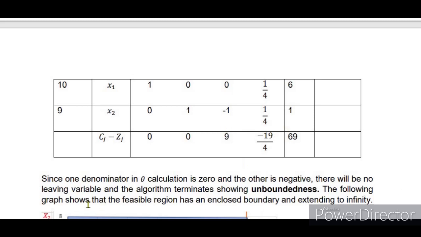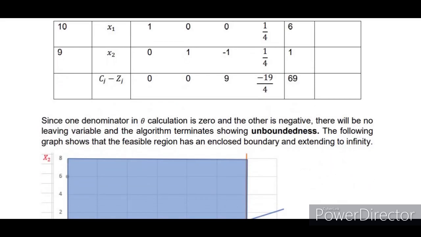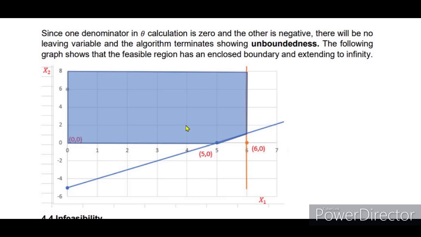Therefore, there will be no leaving variable and the algorithm terminates, showing unboundedness. What do you mean by unboundedness? So there are no boundaries. The solutions we are trying to find tend to go to infinity. The following graph shows that the feasible region has no enclosed boundary, extending to infinity. So when we graph it, it will look like this. So this is the case of unboundedness.